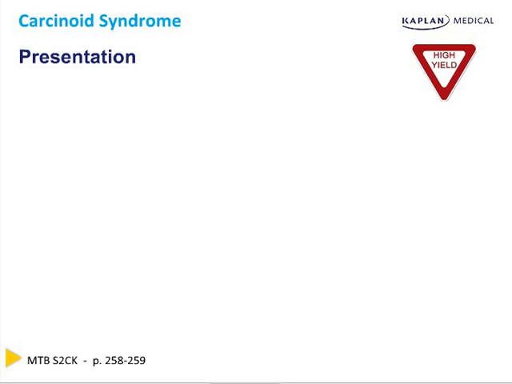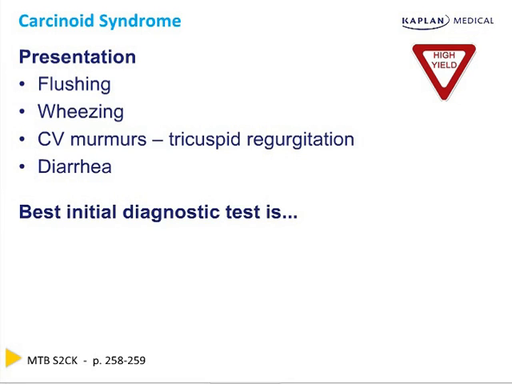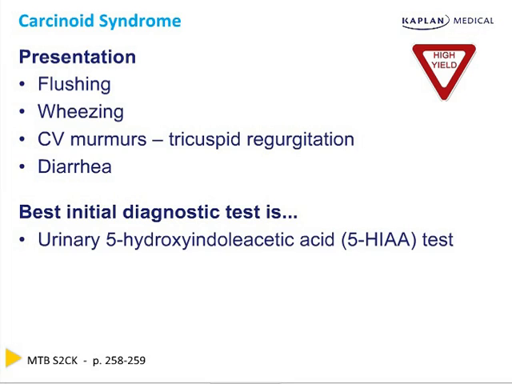Carcinoid syndrome will present with flushing, wheezing, a cardiovascular murmur, specifically tricuspid regurgitation, which we know is a holosystolic murmur, and diarrhea. The best initial diagnostic test is a urinary 5-hydroxyindoleacetic acid test. This is the breakdown product of serotonin.